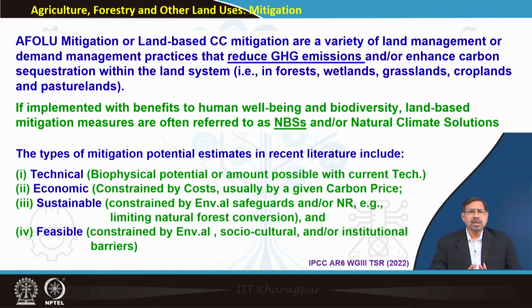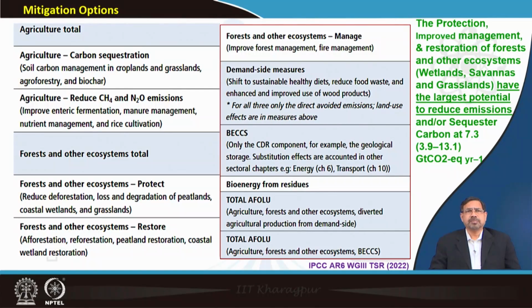So, technical, economic, sustainable and feasible, these are the four types of mitigation potential that have been given by the recent literature. Let us have a look at the different mitigation options, though we have been continuing with this discussion only. Though as I mentioned, agriculture.